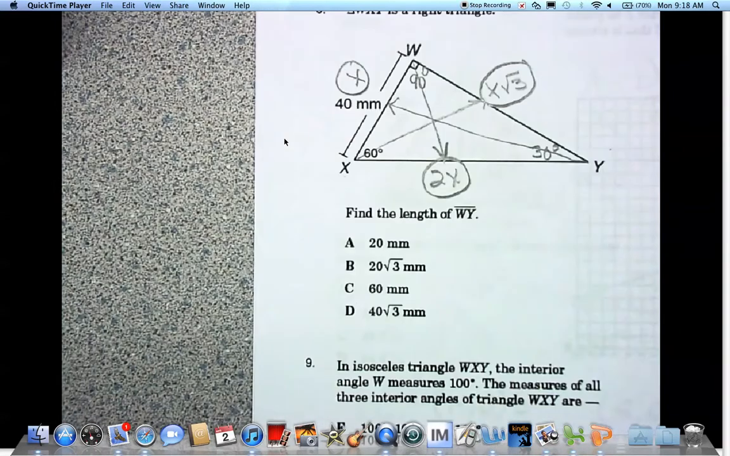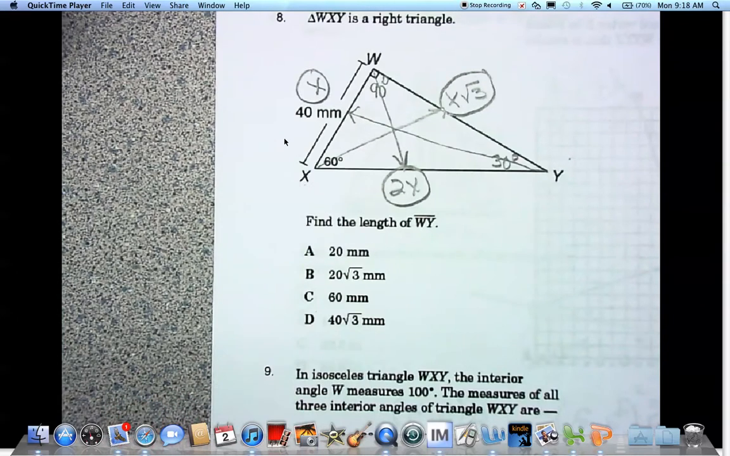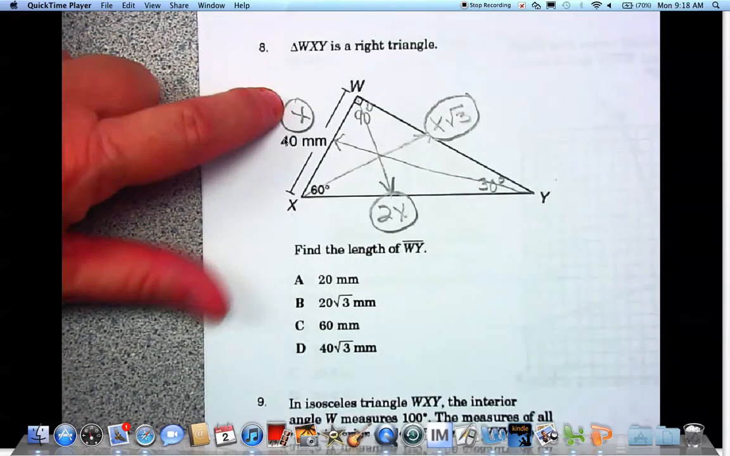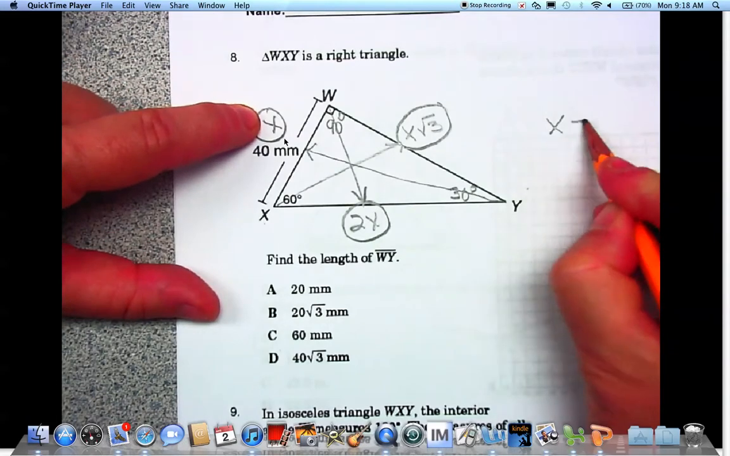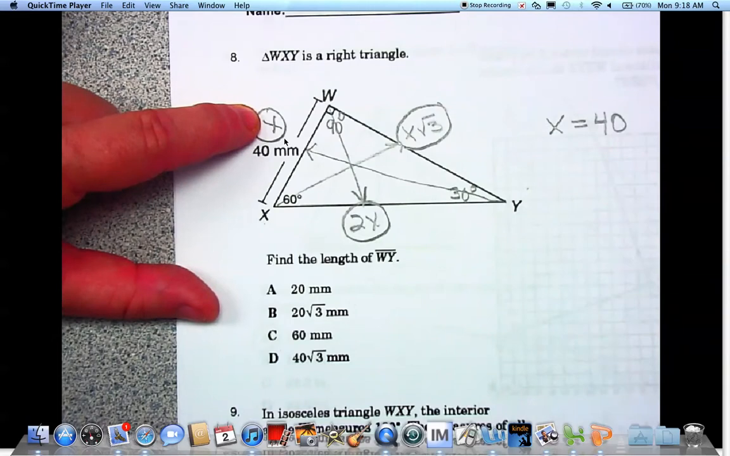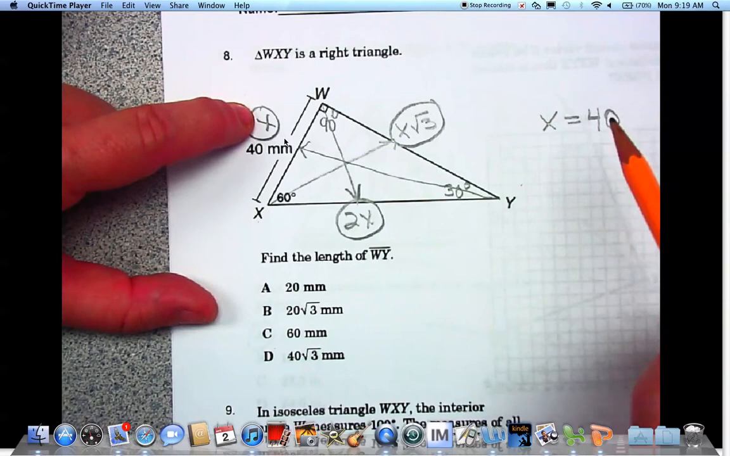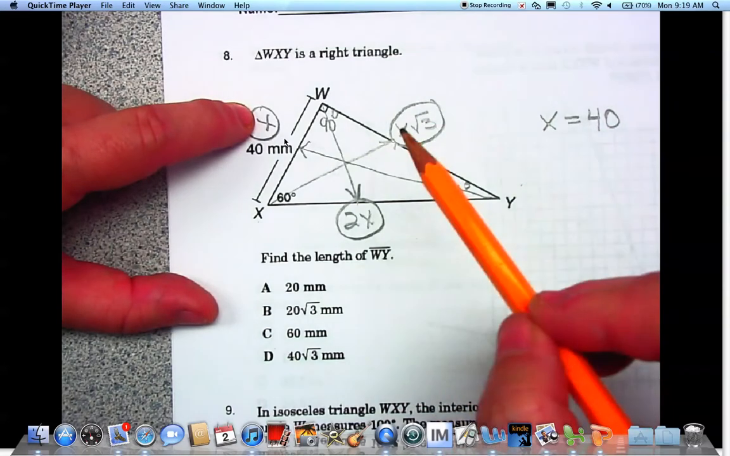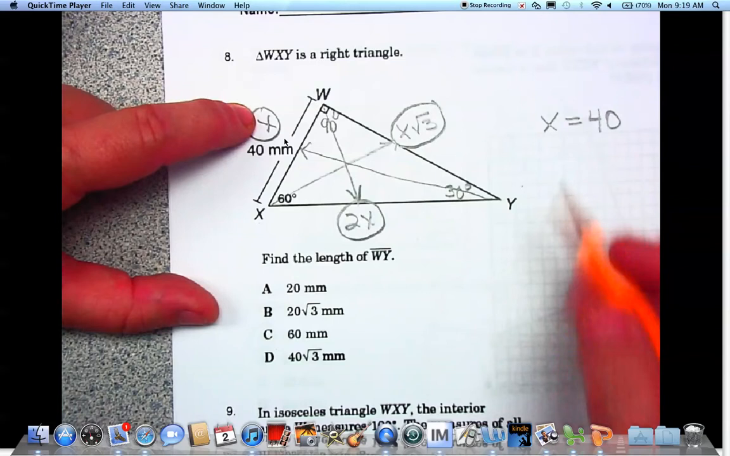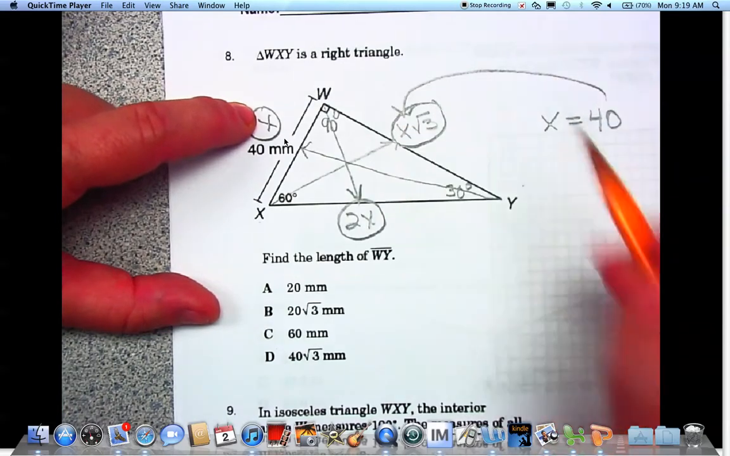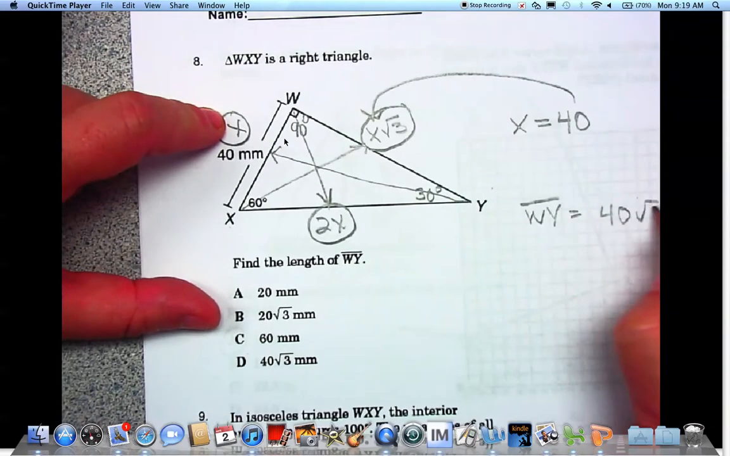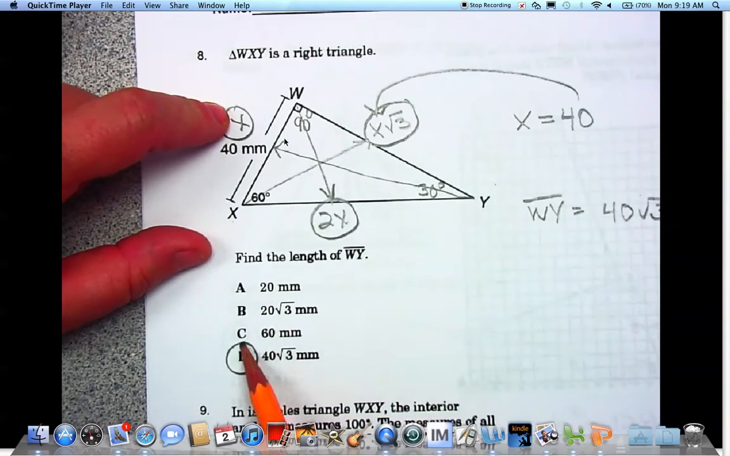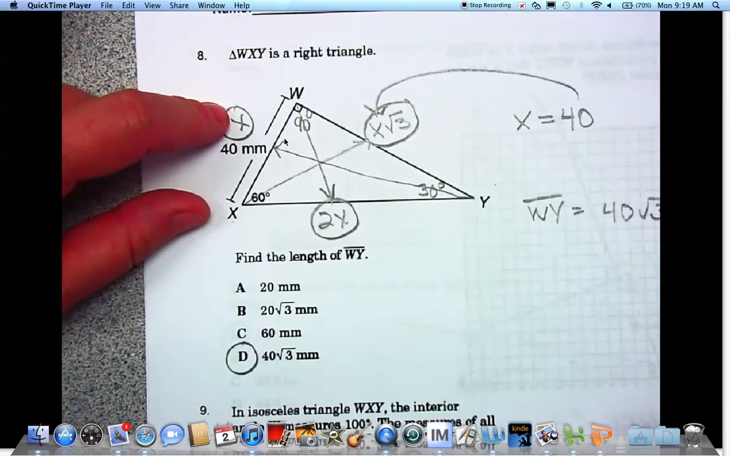Okay, now they give you the length of one side. So whatever length they give you, you set it equal to whatever you wrote down for that side. So it'd be 40 equals x. That's our x, x equals 40. Right, and then you can plug 40 in for x in the other one. So you get 40 square root of 3. And so we just plug that in here. So WY equals 40 square root of 3, which is D.